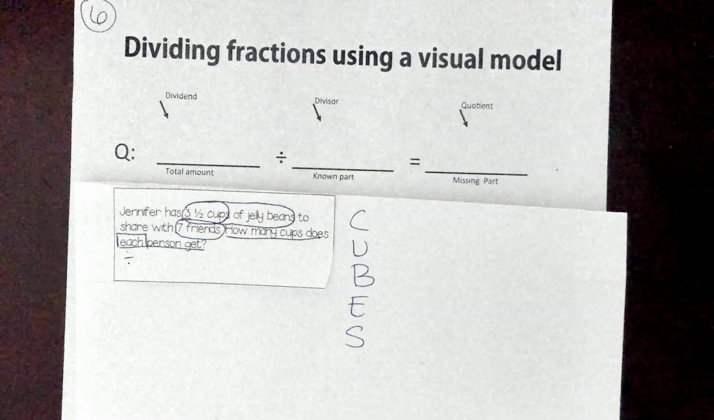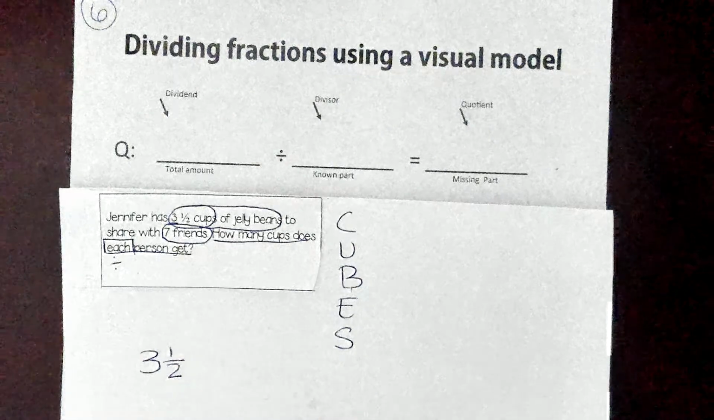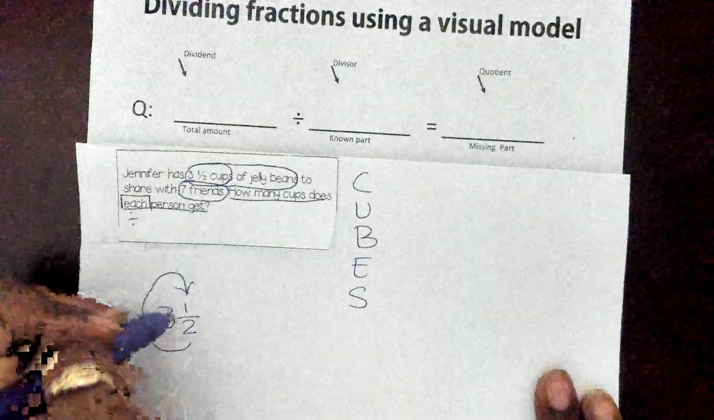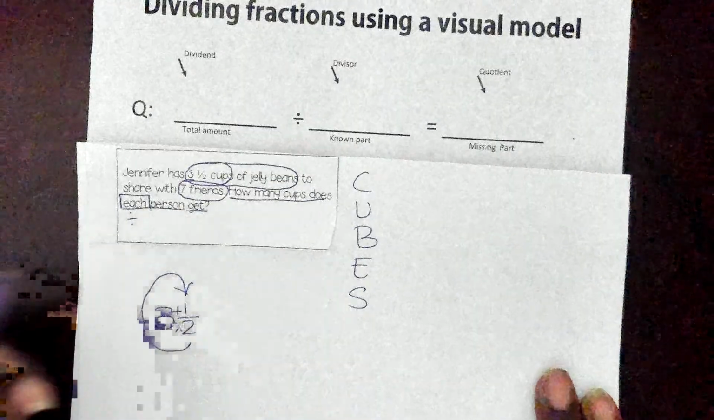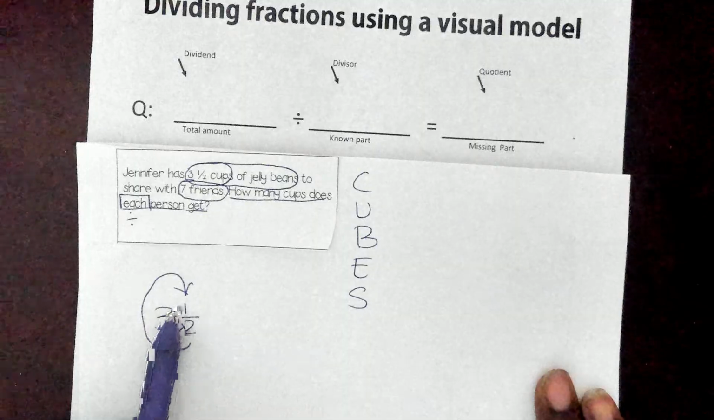But I noticed that the 3.5 cups is in mixed number form. So we have a whole number and a fraction, and we need to fix it so that it is all in fraction form. And remember, we use the Texas method. The Texas method means that we are going to multiply 2 times 3 to give us 6. 6 plus 1 will give us 7. And we always keep our denominator, since that is what we started off with. So we have 7 halves as our dividend. That's the total amount that she has to share.